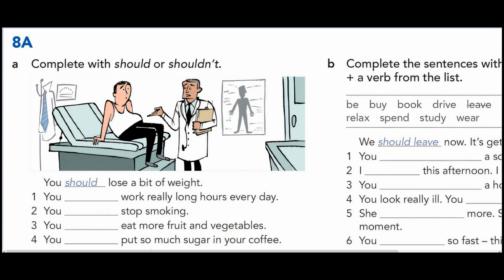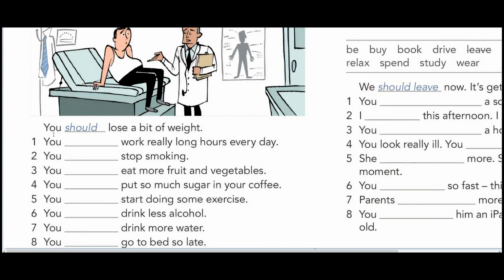So let's do these exercises together. Part A, complete with should or shouldn't. Advice number 0 was given just as an example. You should lose a bit of weight. It's advice for this person. Number 1, work really long hours every day. Maybe it's better to use you shouldn't work really long hours every day. It will make you tired and stressed.